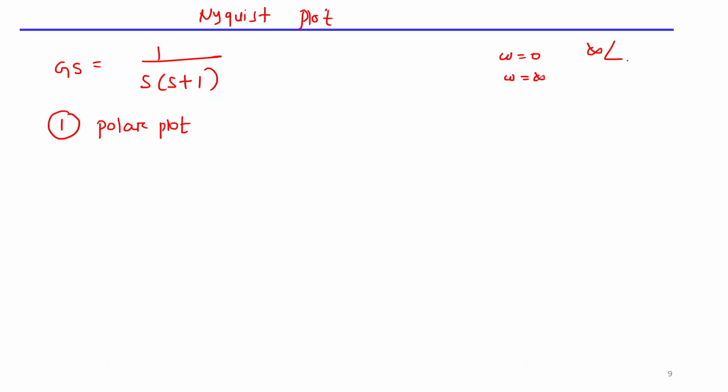Minus 90, sir. Number of poles and zeros at origin, right, sir? So minus 90. At omega equal to infinity, what is the magnitude? 1 by infinity is 0, right? Because just see 1 by infinity, 0. So now, what is the total angle here? Two poles are there, so minus 180. Now, what is the ending direction?